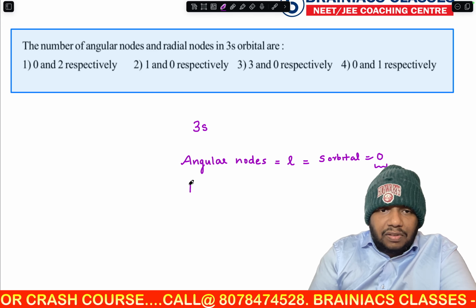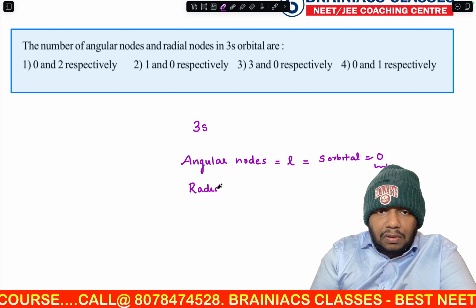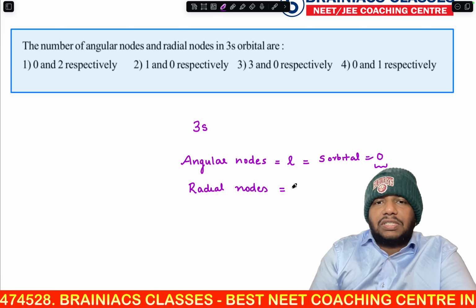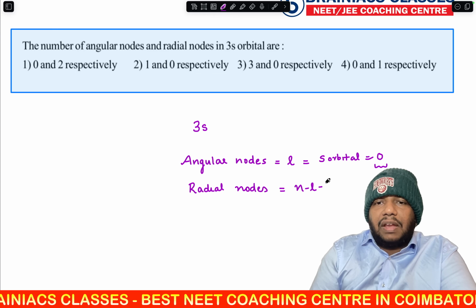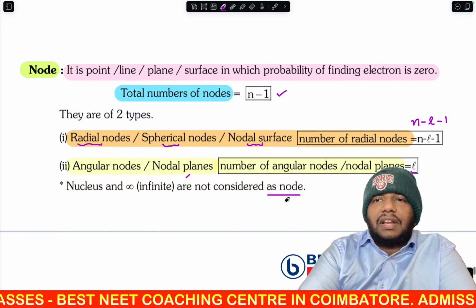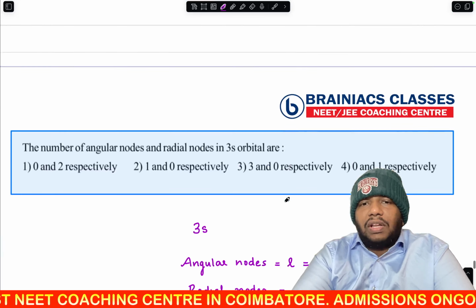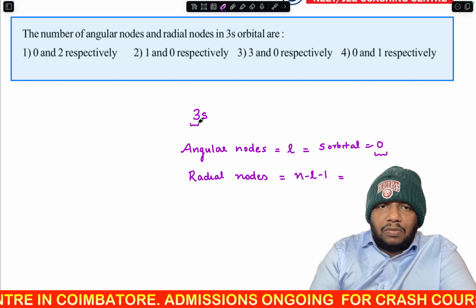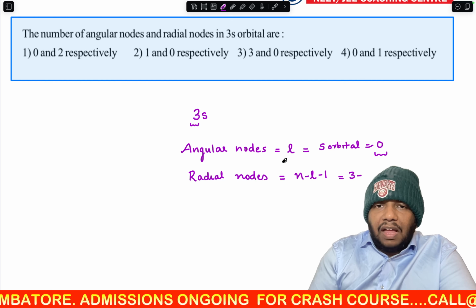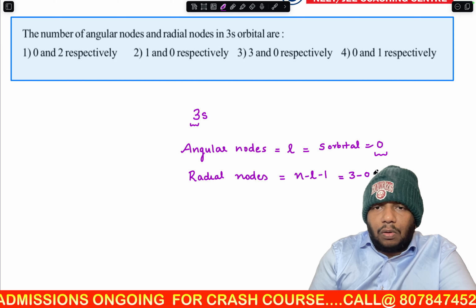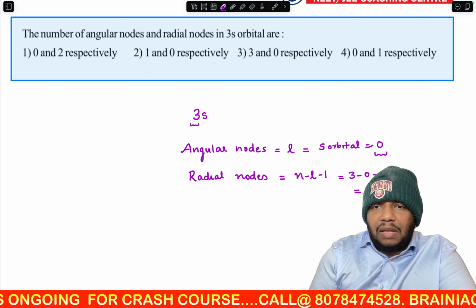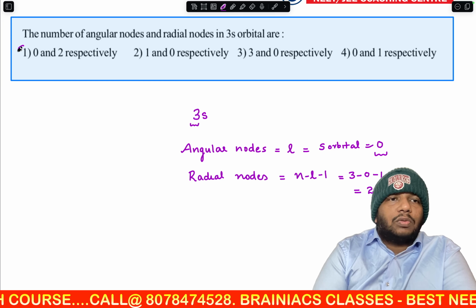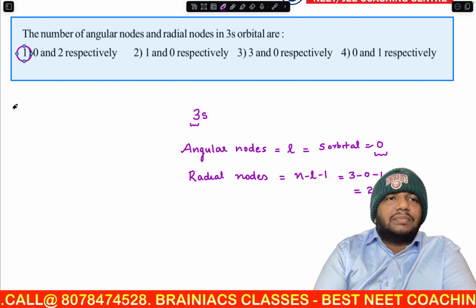And what are radial nodes? The number of radial nodes is equal to n minus l minus 1. Calculate it. The n value given here is 3. The l value, we know that it's an s orbital, so 0. Then you have minus 1. So 3 minus 1, the answer is 2. So considering this, my answer is 0 and 2. So option 1 should be my correct answer.